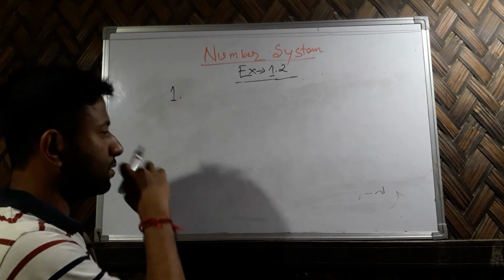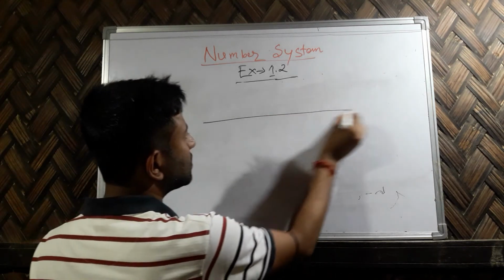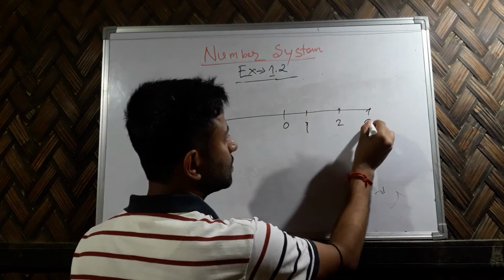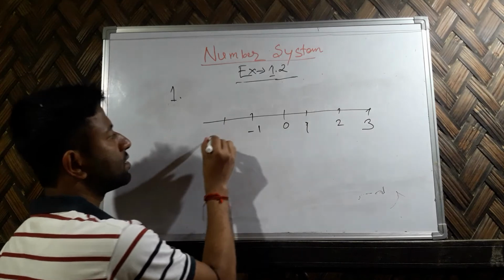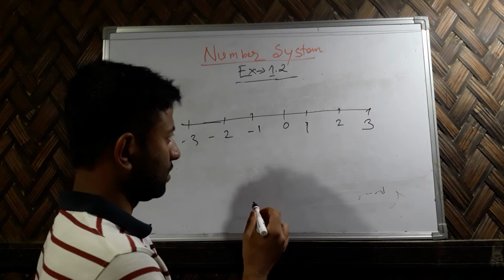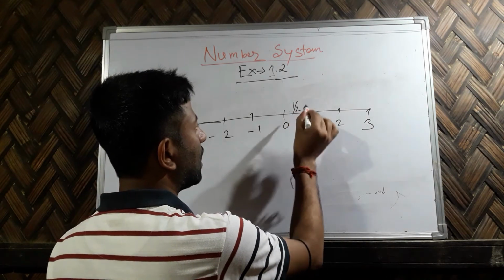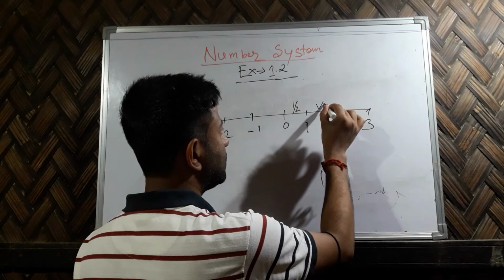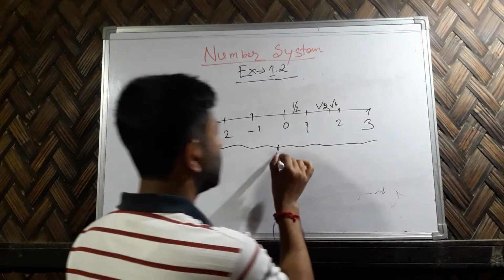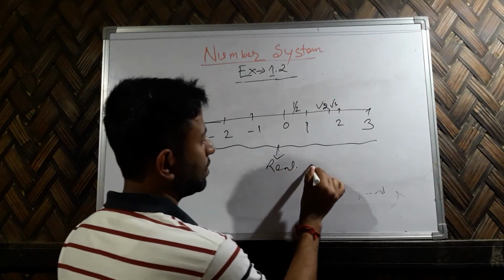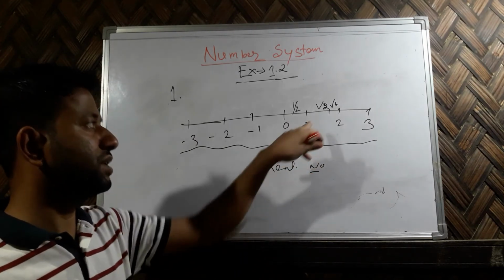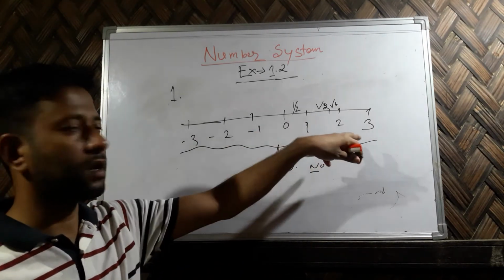So what can I say? What is a real number? Real numbers are 0, 1, 2, 3, -1, -2, -3, and in between, if it is half, or √2, √3, all these numbers are known as real numbers. Now they are asking whether all these irrational numbers are real numbers. Yes, of course, they are coming in the real number series, the real number line.